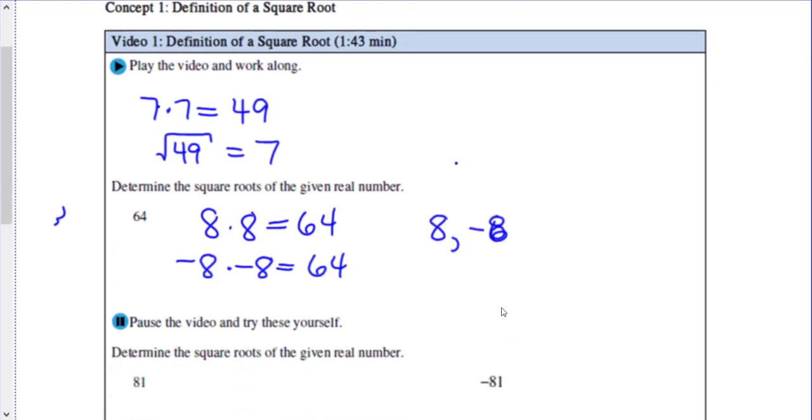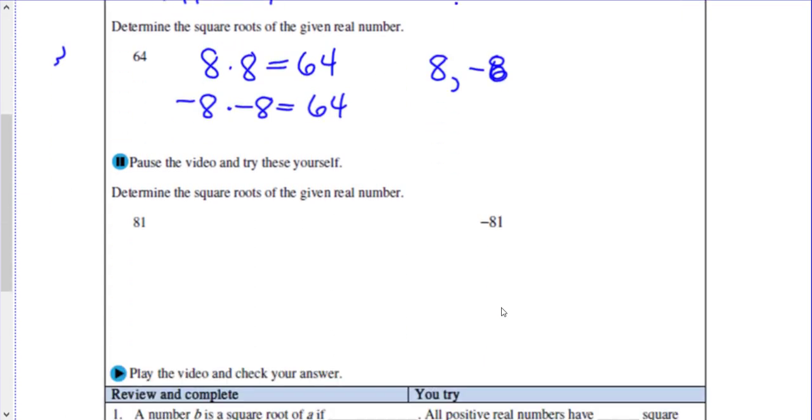So let's look down here. If I have 81, what two numbers multiply to get me 81? Well, I could have 9 times 9, or I could have negative 9 times negative 9. So 9 and negative 9 would be my square roots of 81.